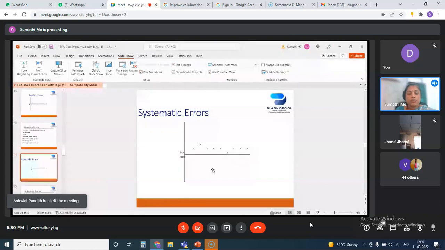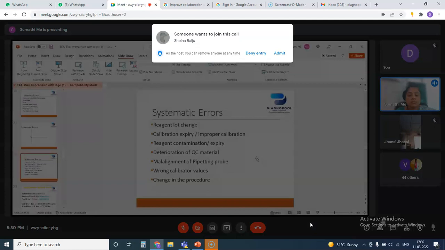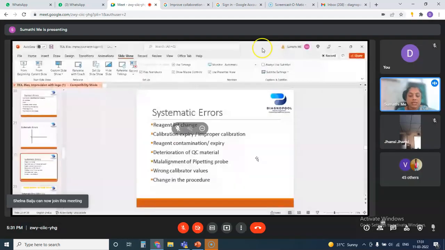The most common causes for systematic errors start with whenever there is a lot change. You might have observed in the LJ chart that as soon as there is a lot change, your curve will deviate. So you will have to observe whether there is some change in the lot and what has gone wrong with the lot. Another cause is calibration expiry: when your onboard calibration is expired, you will see this trend. Others are improper calibration technique, reagent contamination, or expired reagents.